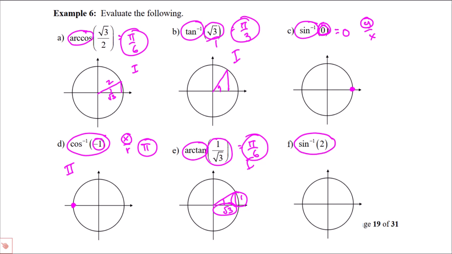Okay, now, trick question. 2 is 2 over 1. This is a value. Sine is y over r, opposite over hypotenuse. How can the opposite be bigger than the hypotenuse? This is no solution, or undefined. Let's say undefined.